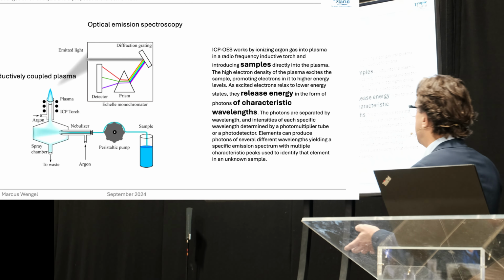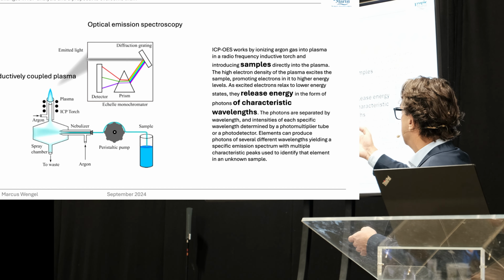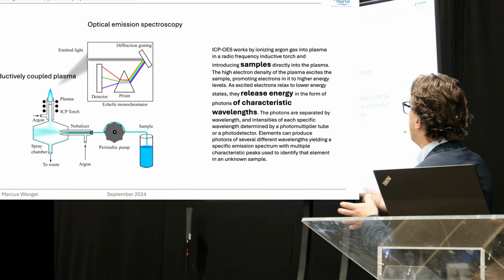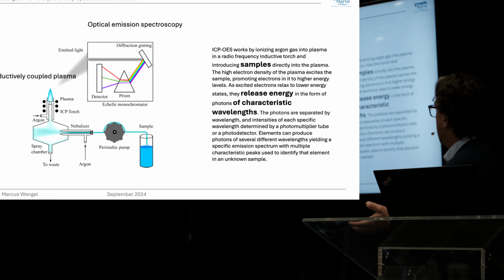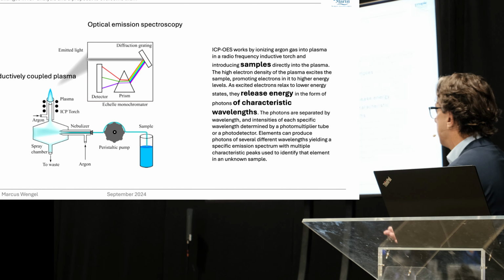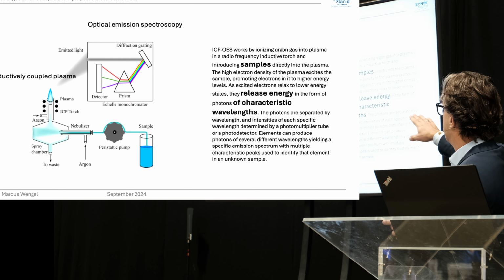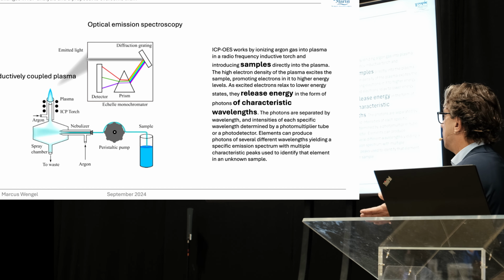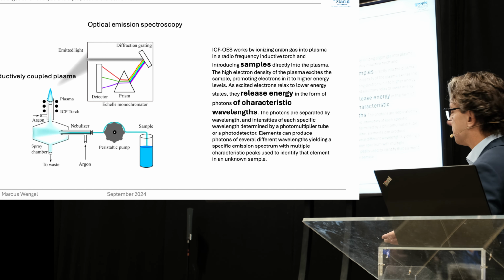Same thing for OES. Again, we have our sample, the pump, and an ionization torch. But in this case, it's optical emission spectroscopy. So we just measure light. We measure a certain wavelength of light, which is characteristic for a certain element. So the fewer elements we have in our sample, the easier it is to get a characteristic wavelength out of it.